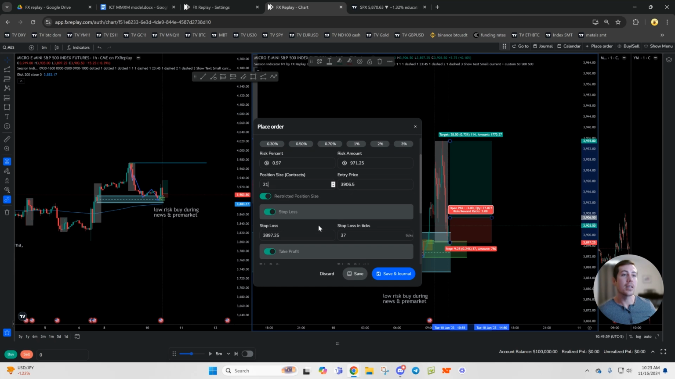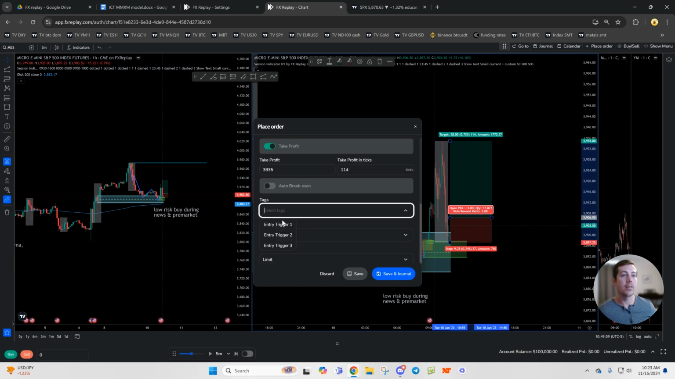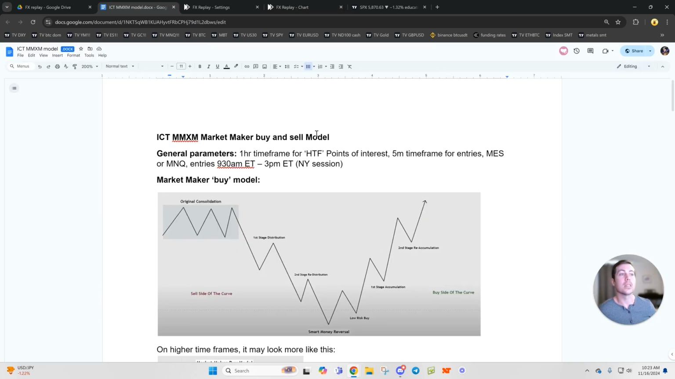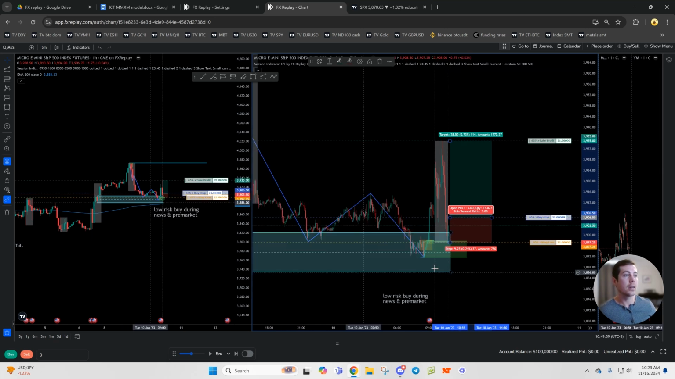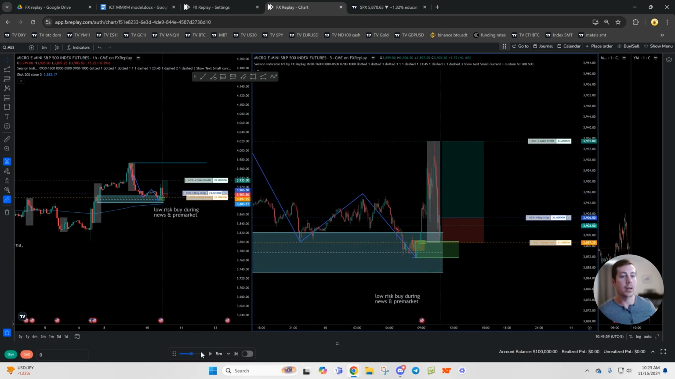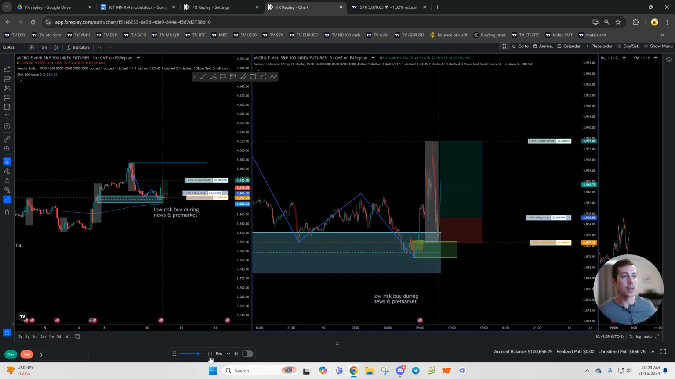So we'll use that, and then I'm going to put a tag on this for entry trigger 2, because this is referring to this first stage accumulation, and it's a buy stop for this Doyle Exchange model. So it's not going to enter me in until I get above this. I'll go ahead and save it, and I'm going to let these play out for a win or a loss, so I'm just going to play it out.